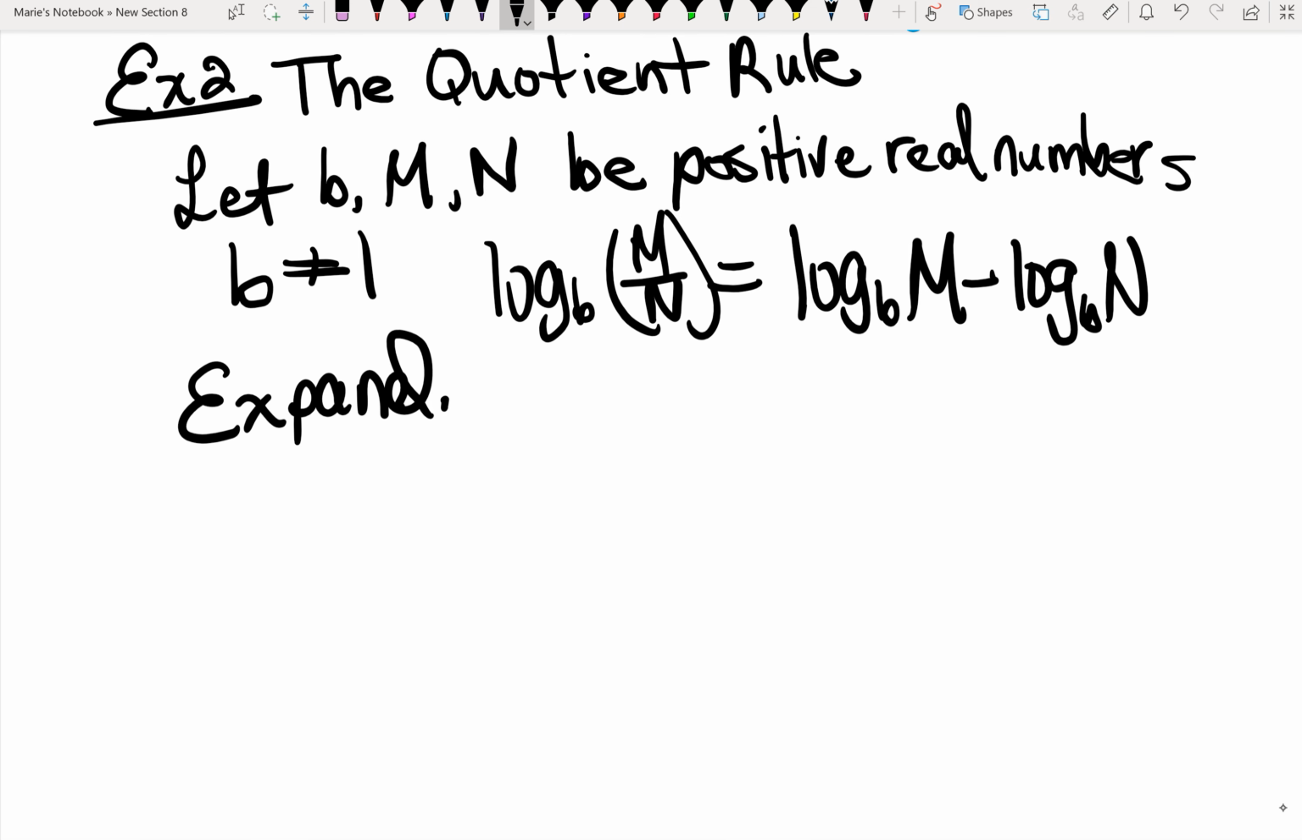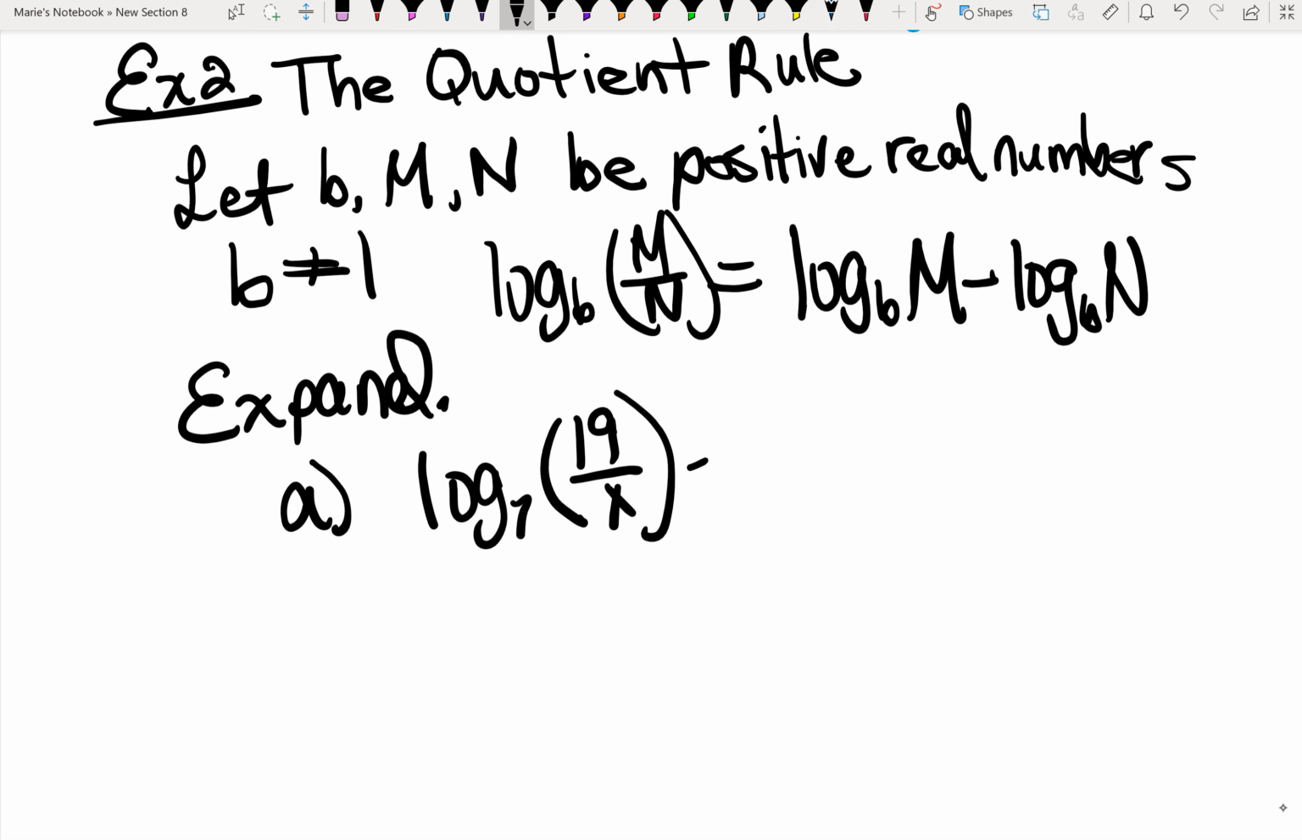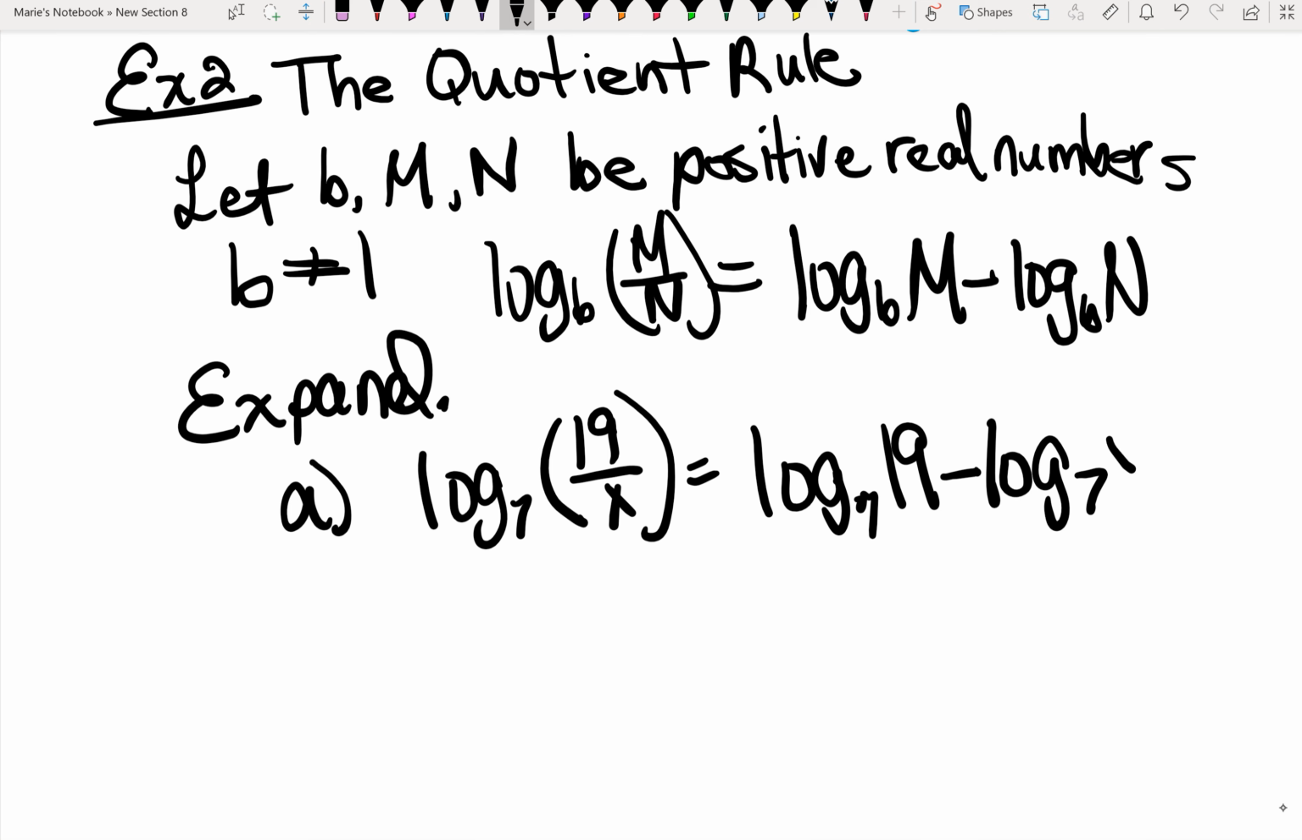And so they start you off with example A, where they say in this case log base 7 of 19 over x. So that's our first example. And so when you expand this, you simply do log base 7 of 19 minus log base 7 of x. And that's all you need to do for this particular question.